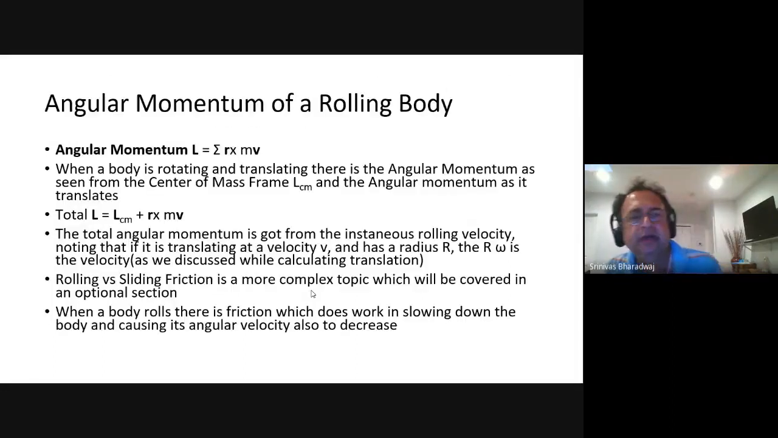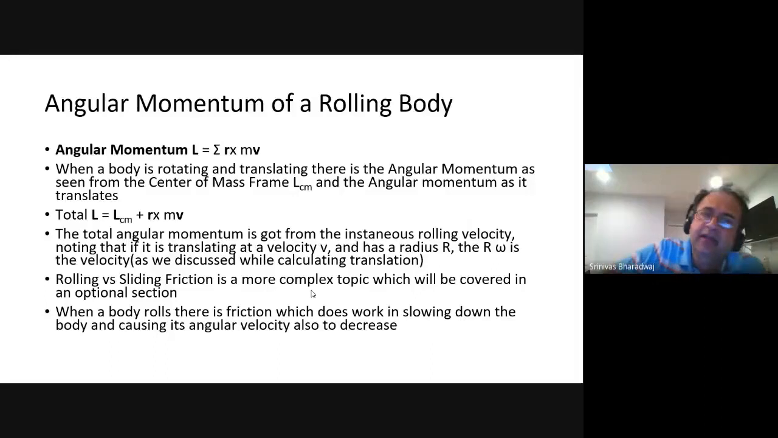And we know that when a body is rotating and translating, there's an angular momentum seen from the center of mass frame and the angular momentum as it translates. The angular momentum from the center of mass frame is the I omega piece. Then there is also the R cross mv piece. Okay, so you end up with two components for the angular momentum. Total angular momentum is got from the instantaneous rolling velocity, noting that it is translating a velocity v and has a radius r. The R omega is the velocity.